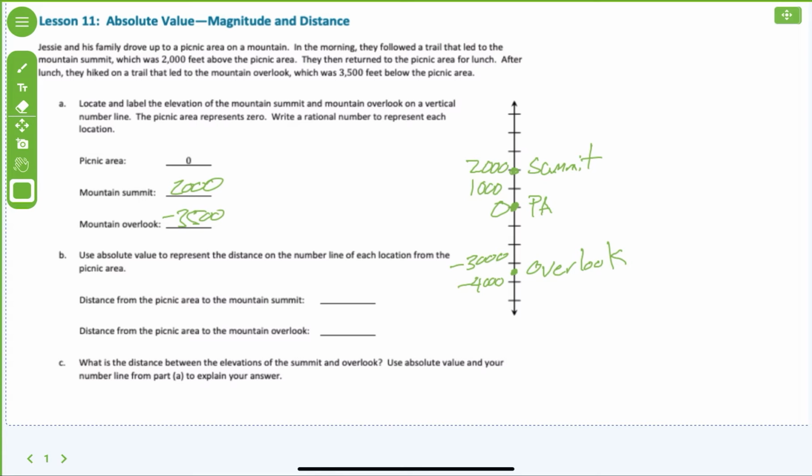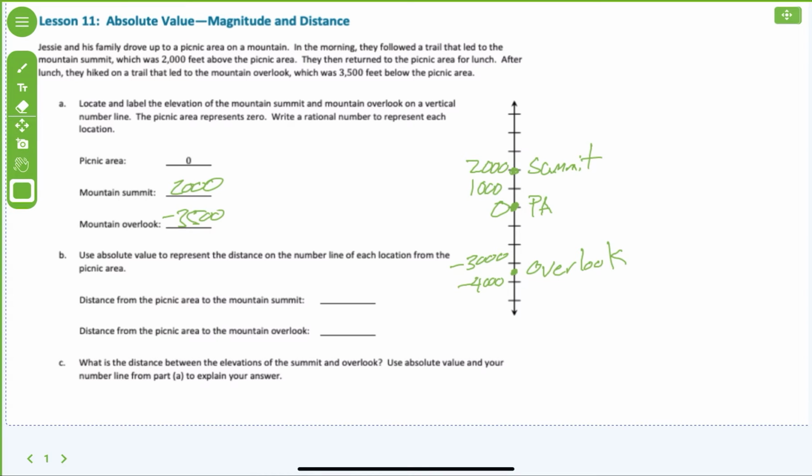Okay. So now it says for B, use absolute value to represent the distance on the number line of each location from the picnic area. Whenever we're talking about absolute value, you've got to think of it as distance, right? Distance can never be negative. So these numbers are always going to be positive. So what is the summit from the picnic area? How far away is the mountain summit from the picnic area?